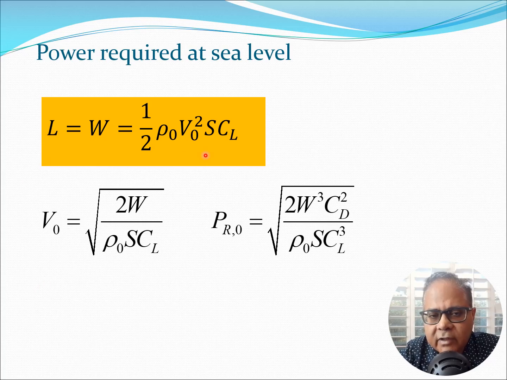So let's start with sea level. We had this equation at sea level, that's L equal W equals half rho 0 V0 square S C_L. And I can immediately write the velocity at sea level from this equation. That becomes V0 equals root of 2W by rho 0 S C_L. So this is going to immediately give me the power required at sea level, and this is from our previous lecture. You can essentially get this equation here. Now you of course know that W is the weight, C_D is the drag coefficient, rho 0 is the density at sea level, S is the area of the wing, and C_L is the lift coefficient.